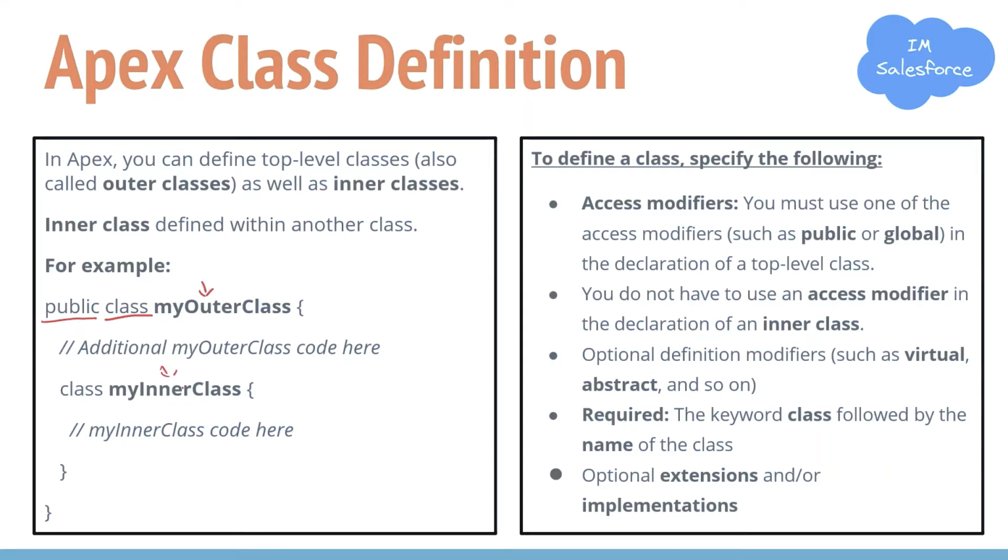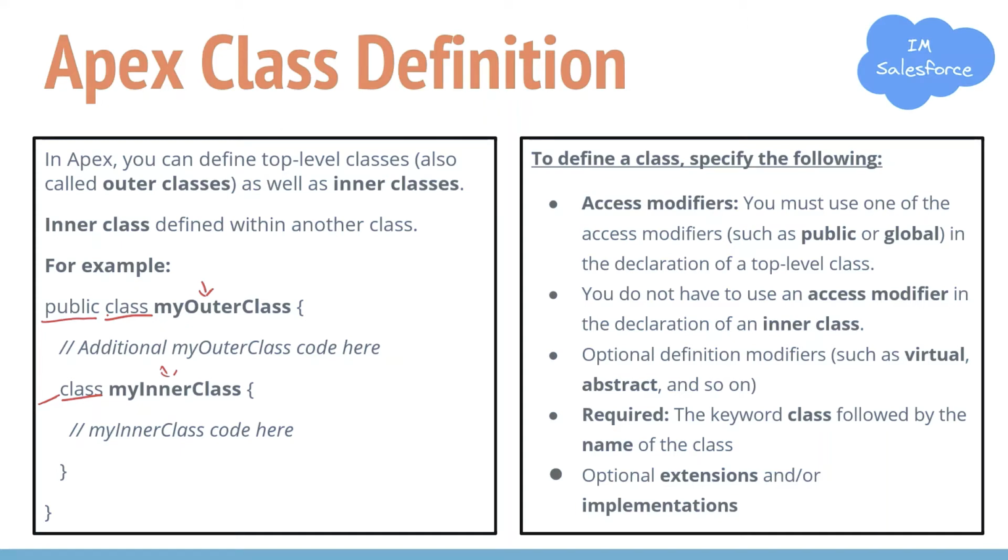The name of the class is MyInnerClass, and the keyword is class because we are defining a class. That's why we have to write class and then the class name. There is no access modifier on it because it will inherit the access modifier from the outer class.